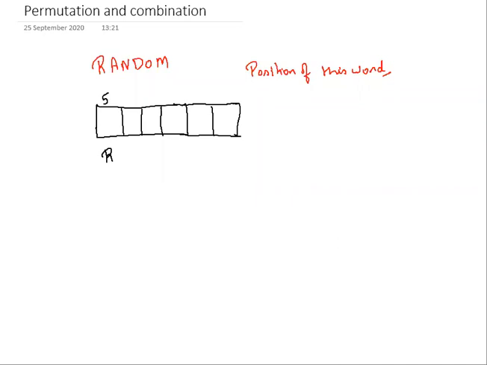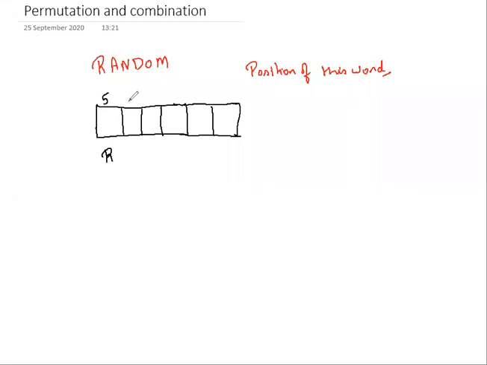Okay, because it is a dictionary, if you see the dictionary, first of all it will start with other words, which come before the word that you're looking for. So the alphabets which are before R are A, N, D, O, M. So the first alphabet of the word will have 5 options before having R. Out of 6 we use any one here, and that is the first letter.